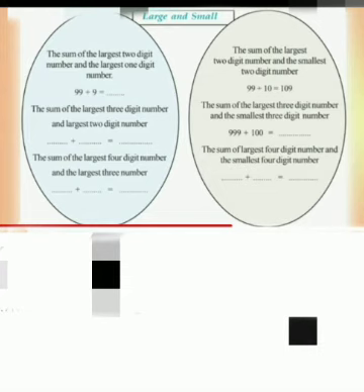Then second question is, sum of the largest three-digit number and largest two-digit number. Which is the largest three-digit number? Yes, 999. And the largest two-digit number, which is the largest two-digit number? Yes, 99. Add these numbers. Like this, read the following questions and find the answers.